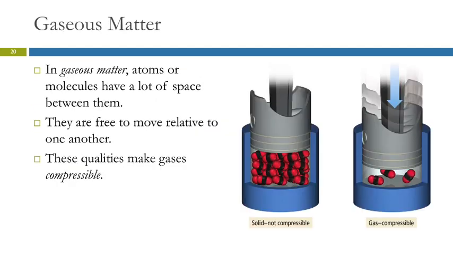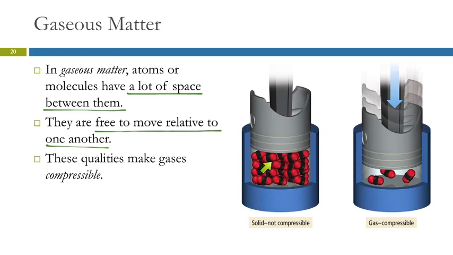In gases, there's lots of space. Gas particles are not touchingly close. A lot of space between the particles. They also are free to move relative to each other. These qualities make gases compressible. So here we have an illustration of a piston.